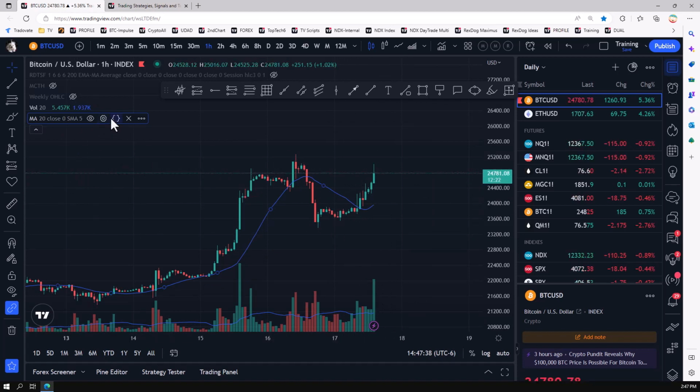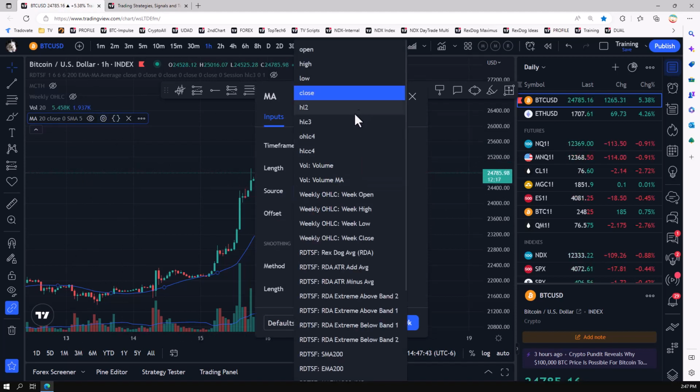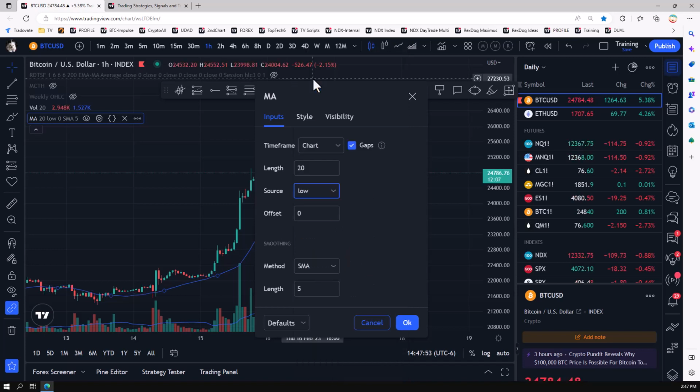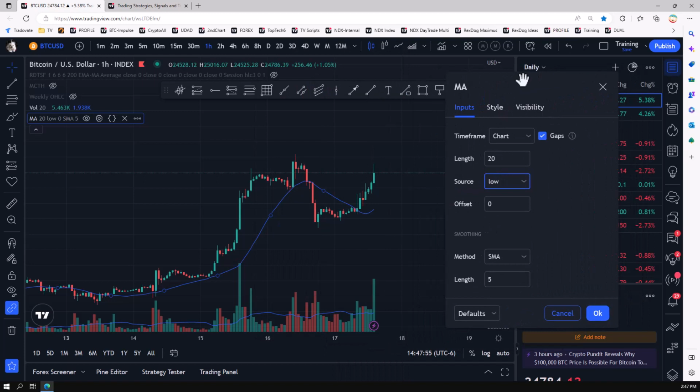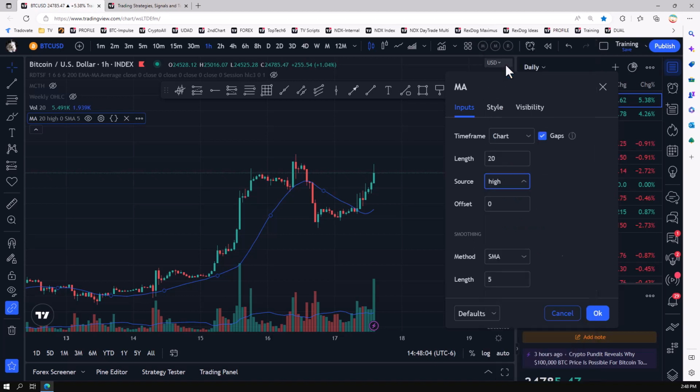Now, what you can do here is, if you really wanted to, you could say, well, I don't want to take the close, I want to use the high. So you see here where it says high or low on the chart. I could then say, okay, I don't want to use the closing, you can use the low. So now it's using the last 20 lows of every bar.